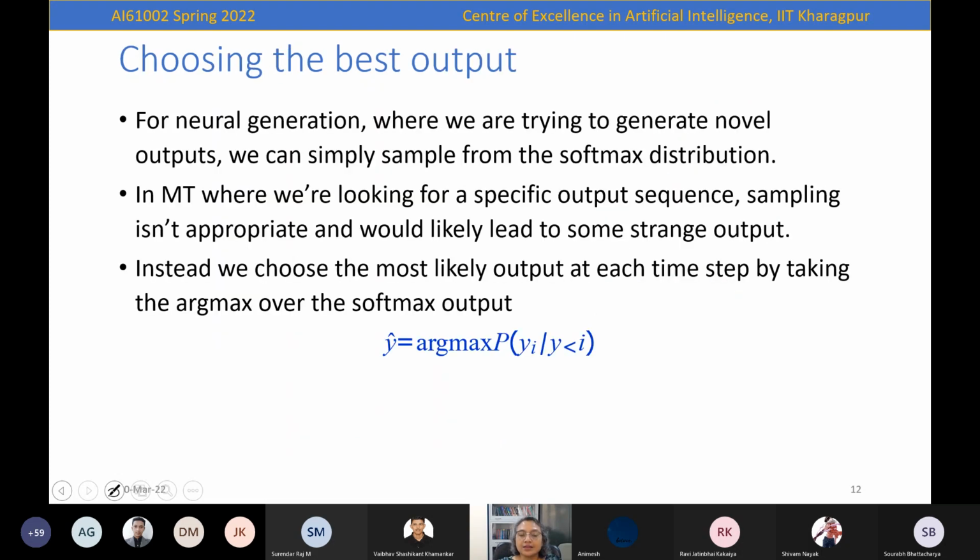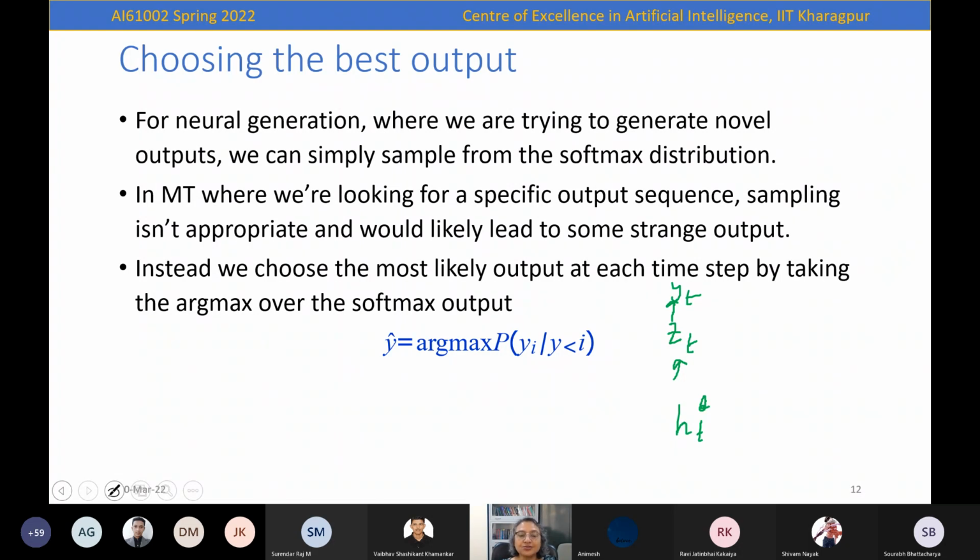Now, next we will look at how the output is generated. We said that we will have this t-th decoder state, and from that we will compute Zt, and from that Yt. And from Zt, using softmax, we will get a probability distribution. Now, from this probability distribution, you have to choose the word which is going to be output.